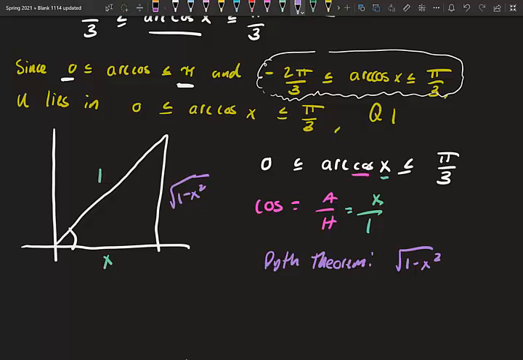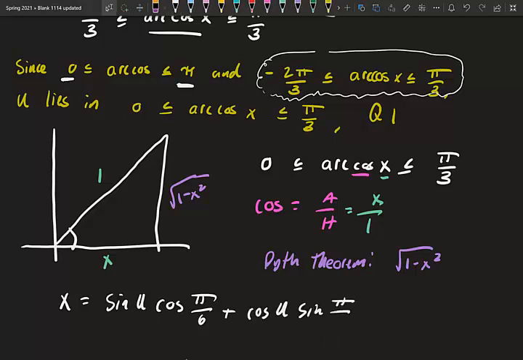It's positive because it's going up. So now let's go back to our sine identity, the identity we came up with way at the beginning, which is x equals sine u cosine pi over 6 plus cosine u sine pi over 6.